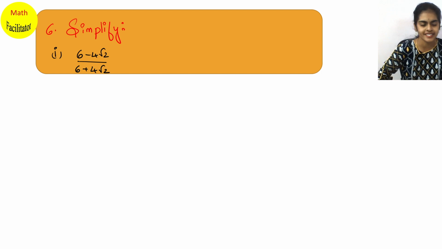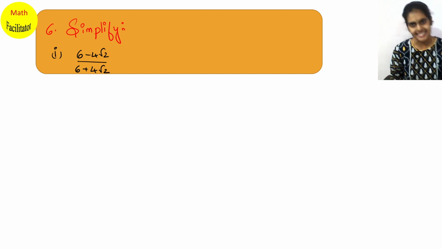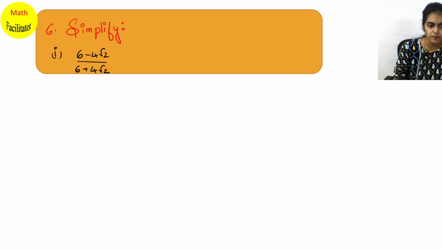Today we are going to discuss the solutions of exercise 1.4 from question number 6. The earlier problems I have already solved in the previous video, so you can watch all those videos by clicking here on the I button. So let's get started. Simplify: the question says simplify (6 minus 4 root 2) upon (6 plus 4 root 2).